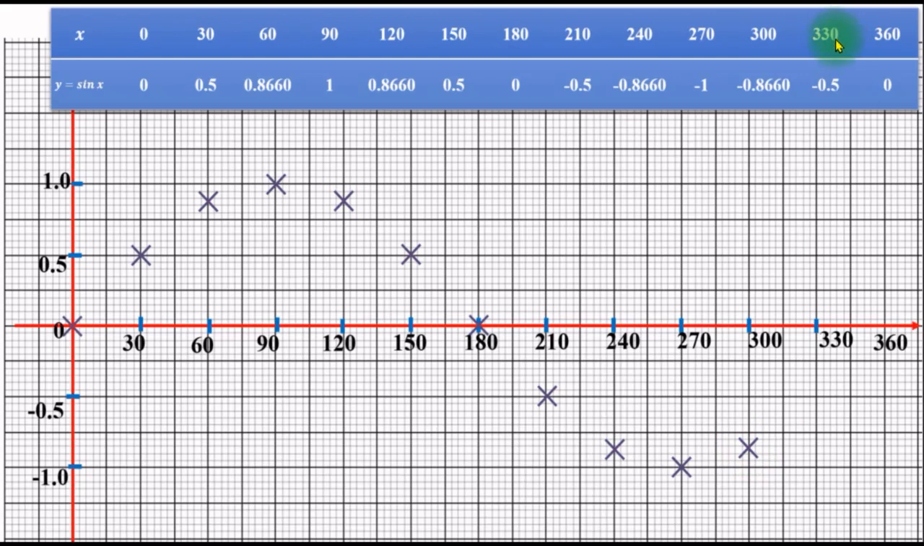Then when x is 330, we have minus 0.5 as the y coordinate at that point. And finally at 360, y is 0. So that's what we have. Now we can plot a very smooth curve from 0 through all the plotted points correctly. If we plot it, we draw a smooth curve from this point, and that's what it shall be.